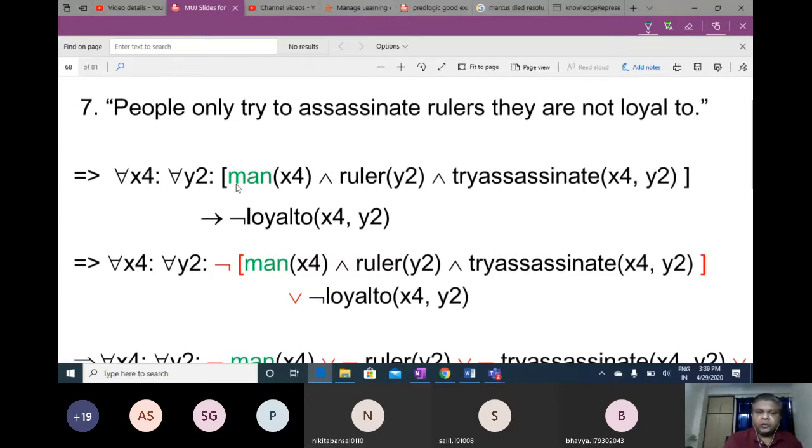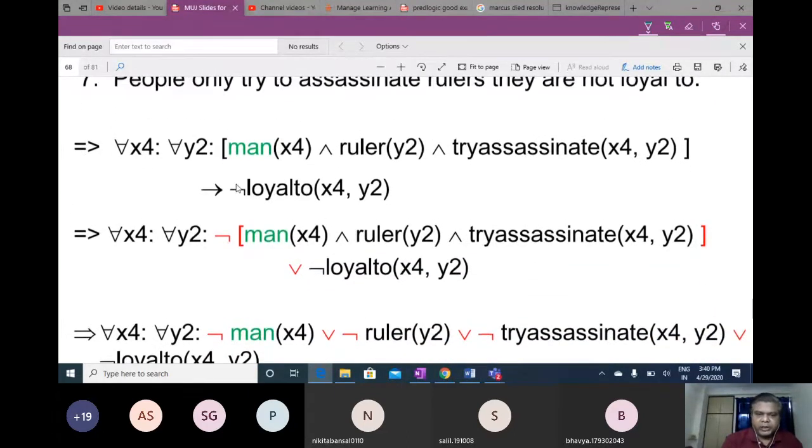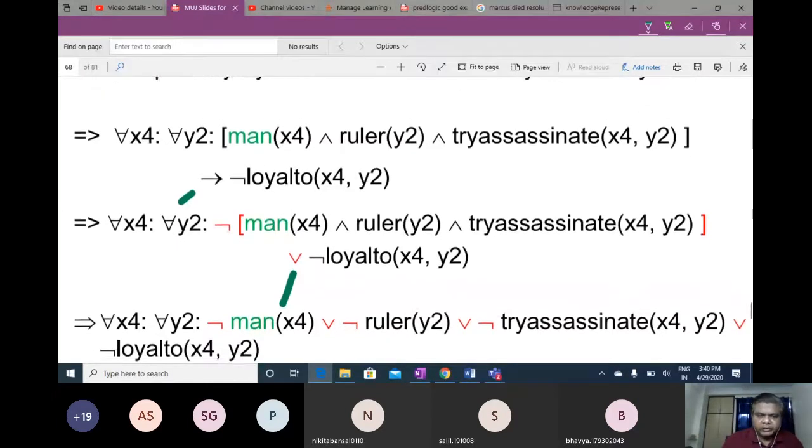And this statement should hold for all possible combinations. So that means for all x4 and for all y2, man x4 and ruler y2 and try to assassinate x4 y2 implies not loyal to x4 y2. Now we make it a CNF. So first we eliminate this implication sign. To eliminate implication, we have to bring in this OR between them and a not symbol on the left hand side. So the left hand side has been negated and an OR symbol added.